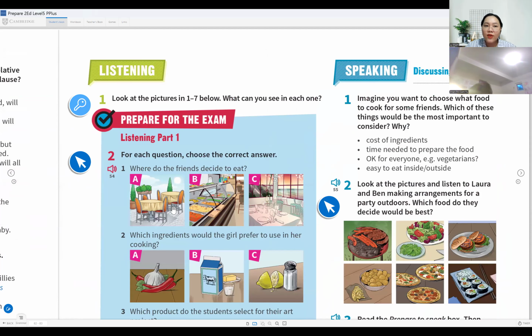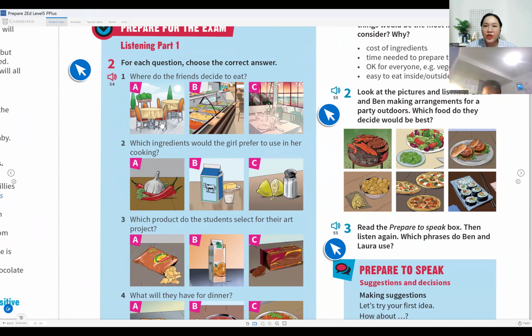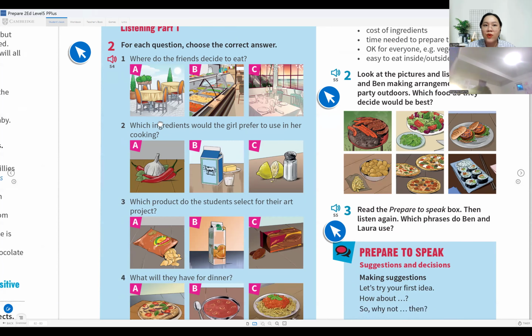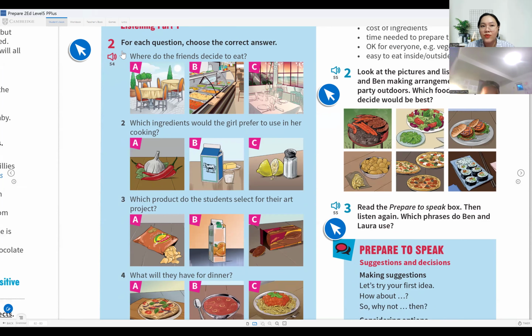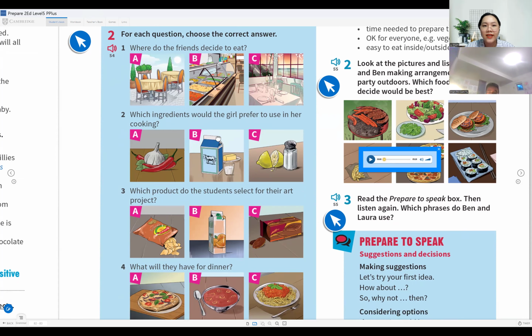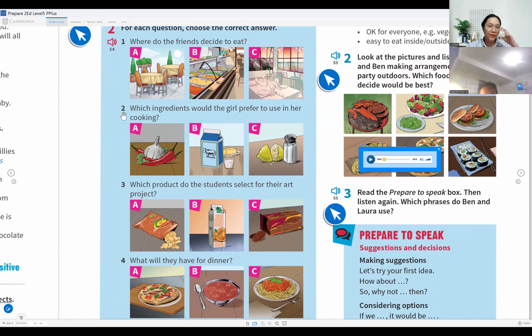Listening. For this one, we need to read the questions, look at the pictures, three options for each question, and then choose the correct answer. So, number one, can you please read the question? Where do the friends decide to eat? That's right. So, what about number two?